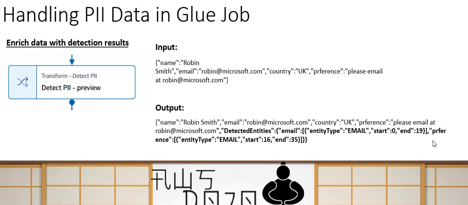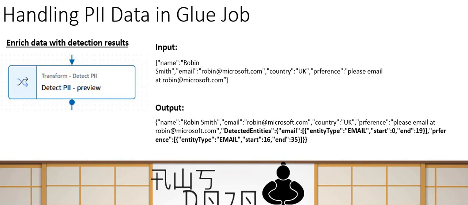Similarly, it says there's another field, preference, which also has an email type, and here the data is from 16 to 39. So you can see here it is simply providing additional information about the PII data identified in your data set.